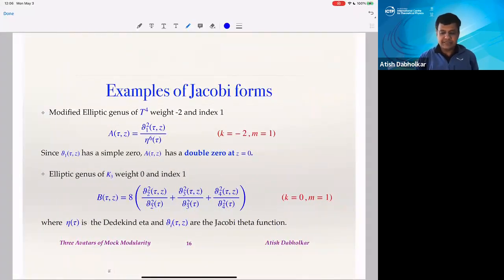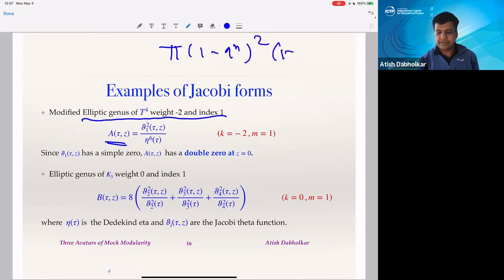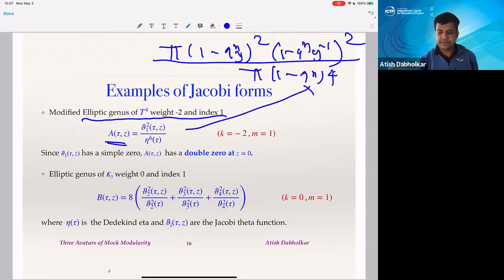Now, once again, because of the symmetry, a very simple example is to take the elliptic genus of T4. It's a weight -2 and index 1 object with theta. These are the usual theta functions. So let me just remind you, this basically looks like the product of (1 minus q to the n) squared, (1 minus q y inverse) squared, divided by the product of (1 minus q to the n) to the power 4. And this you will recognize as 4 bosons on the world sheet and 2 complex fermions which have charge one, psi and psi bar. And that's why you get a square.